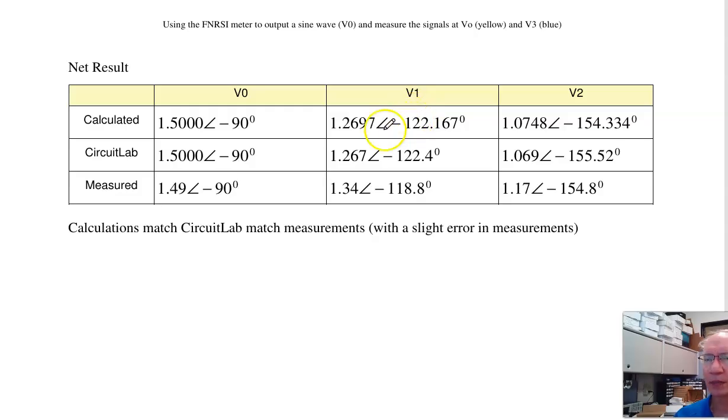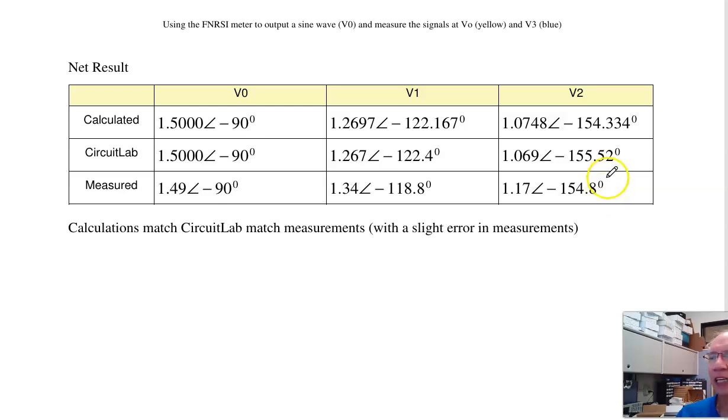Here is V1, and this is kind of defined as minus 90 degrees. T equals 0 is an arbitrary number. I'm going to pick it so that T equals 0 is at the zero crossing, making V0 a sine wave, minus 90 degrees phase shift relative to cosine. Here is V1. The amplitudes match up and the phases pretty much match up. V2, amplitudes match up and the phases match up.